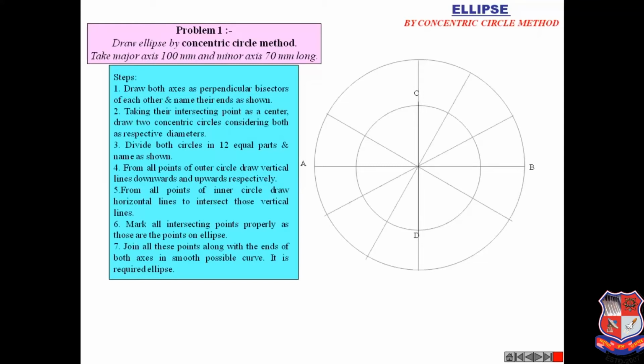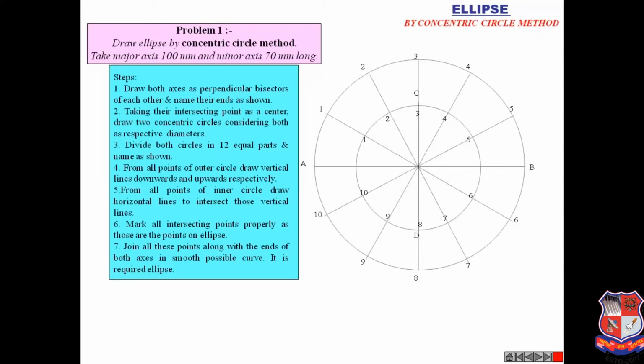So you are seeing that here we have to divide the circle into 12 equal parts and give the names 1 2 3 4 5 6 7 8 9 10 11 12. Now, from all the points of the outer circle, this one is your outer circle and this one is your inner circle, draw a vertical line downward.